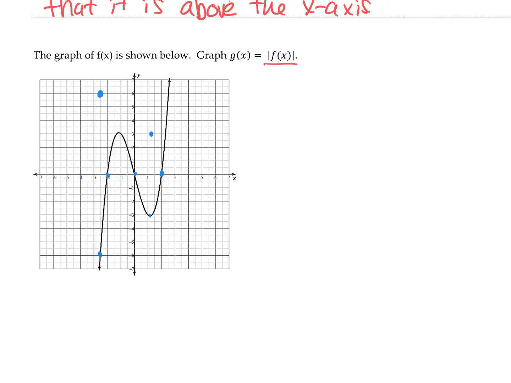So now instead of being cubic, it's going to look more kind of like a ball bouncing. It's not my best graph, but that's okay. So everything that was below the x-axis needed to be reflected to be above the x-axis. So let's review. If we go back to when we are doing absolute value of the whole function, we're reflecting everything to above the x-axis.